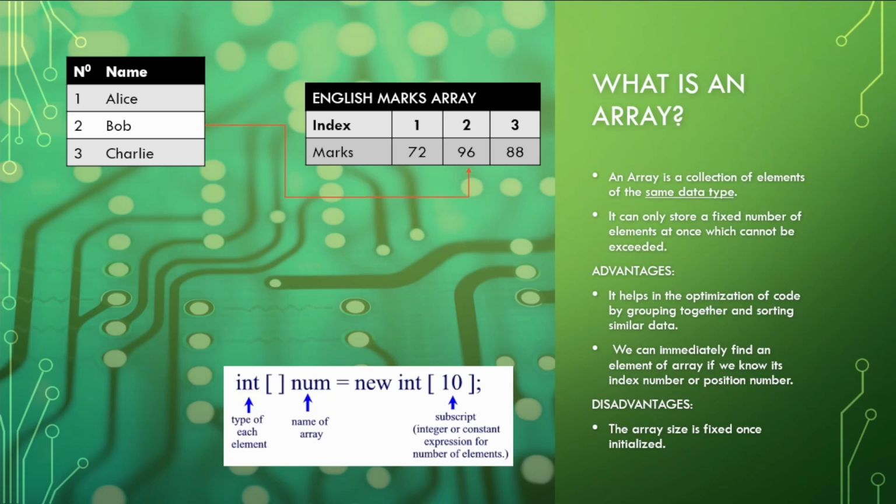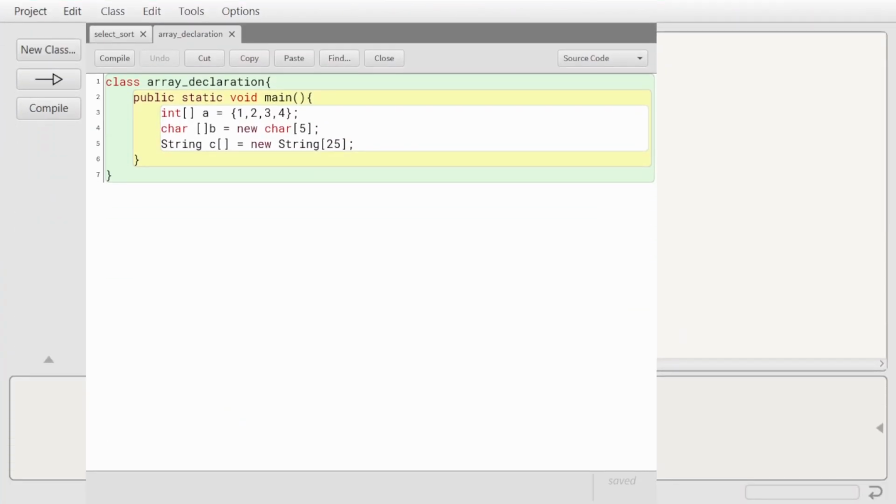So let me show you in our Java IDE BlueJ the different ways where you can declare an array. So we can have the box brackets right after the data type. We could have right before the name or after the name. All of them are completely fine. If I compile this, no errors will appear.